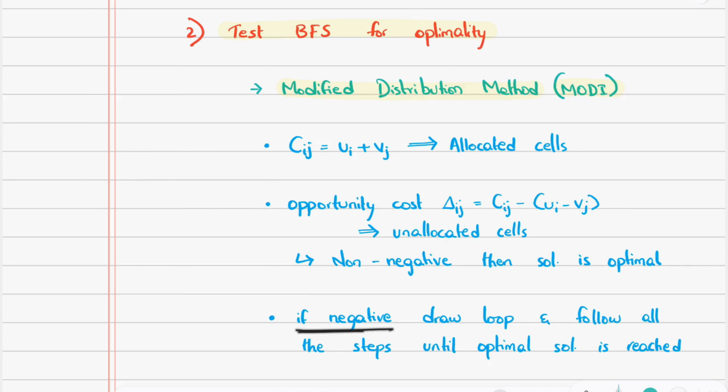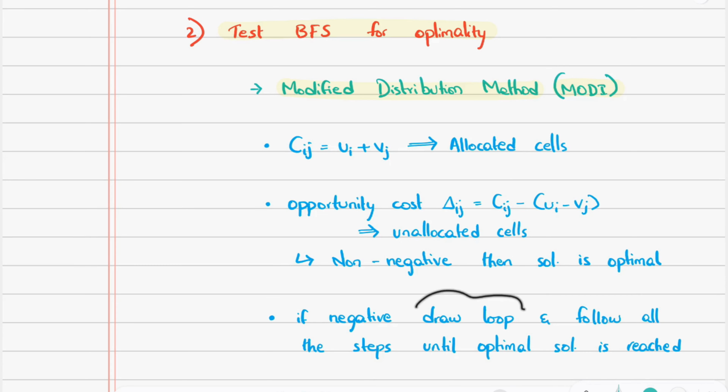If the opportunity cost values, however, are negative, then you are going to draw a loop and you are going to reallocate. After reallocation, you are going to follow all the steps again, which basically means that for the reallocated cells, you are going to use this formula and check if there are any non-negative values again. Right, if they give us non-negative values, the solution is optimal. However, if it is not, then you are going to continue following all these steps until the optimal solution is reached.